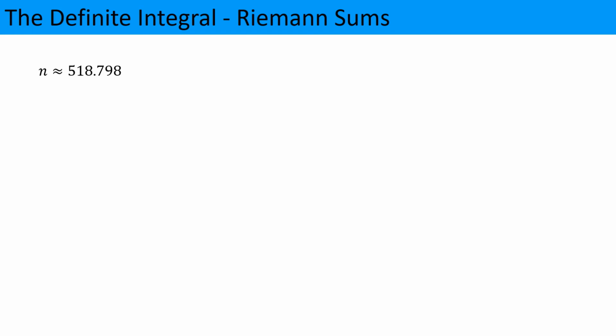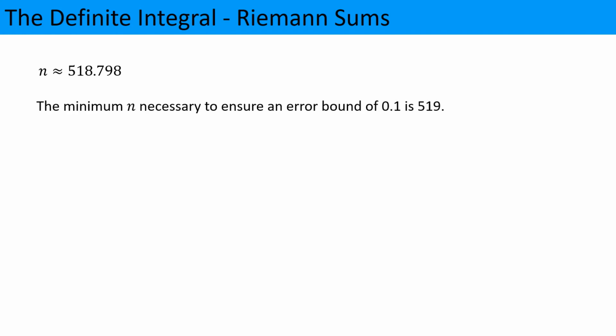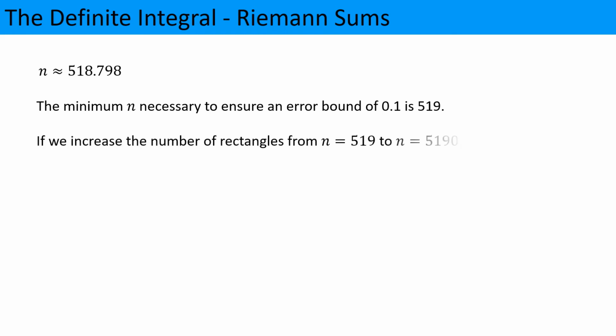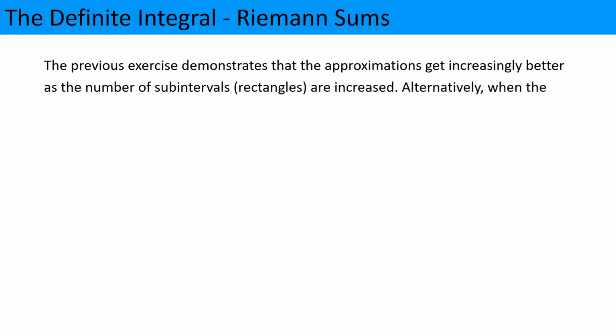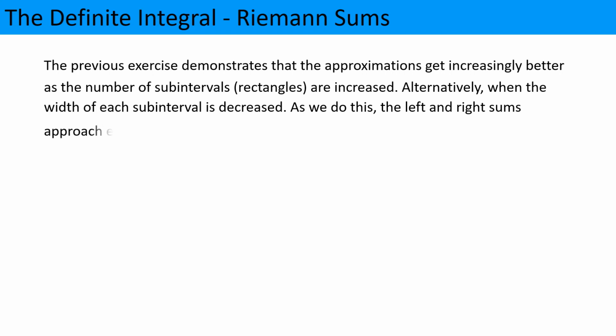What do we do with this? Well, the minimum n necessary to ensure an error bound of 0.1 is 519. We round it up. If we increase the number of rectangles from n equals 519 to n equals 5,190, then we can decrease that error bound to 0.01. The previous exercise demonstrates that the approximations get increasingly better as the number of subintervals, which are rectangles, are increased, or alternatively when the width of each subinterval is decreased.